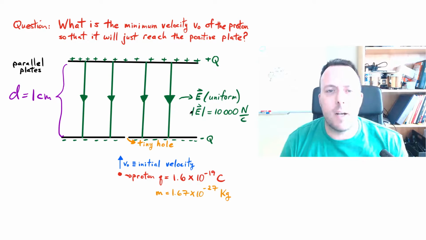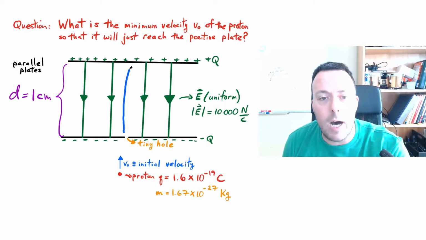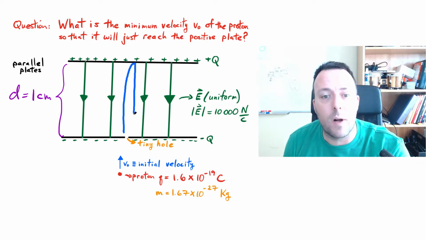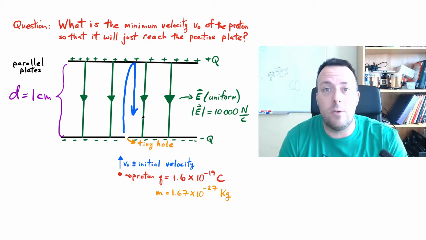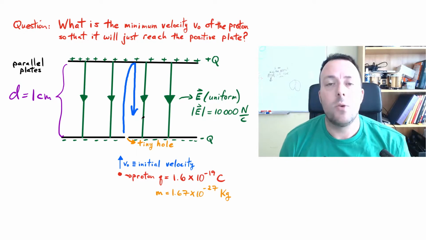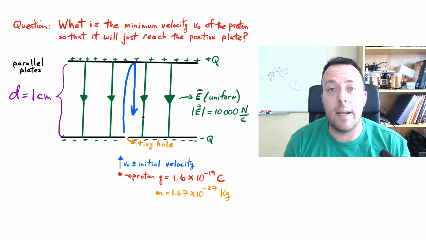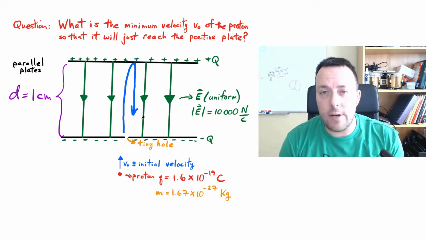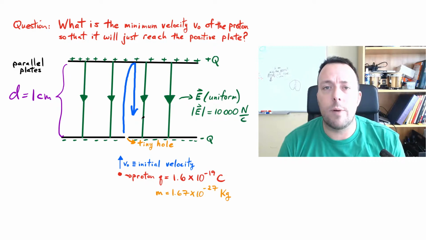So I have just a basic question. What's the minimum speed that you have to launch it so that the charged particle basically just goes up and just touches the plates before coming back down? What velocity do I have to give that proton in order to just make it to that positively charged plate? We're going to look at this problem using two different techniques. We're going to first look at forces acting on it, calculate the acceleration, and then do some kinematics to solve for this. And then I'll also solve the problem using energy and conservation of energy.